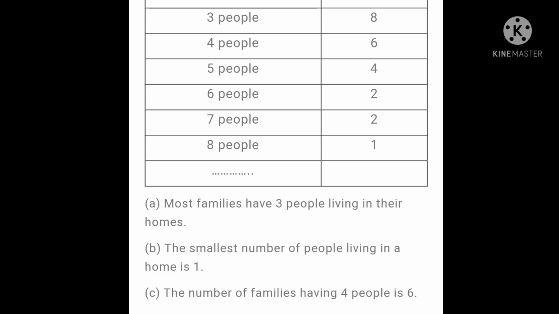Most families have dash people living in their homes. See, 8 families have 3 people living in their homes. That is the most. So we can write there, most families have 3 people living in their homes. The smallest number of people living in a home is 1. The number of families having 4 people is 6. From the table we can write it.